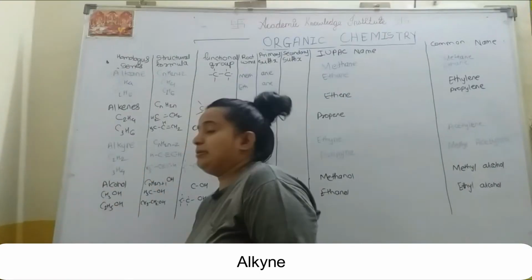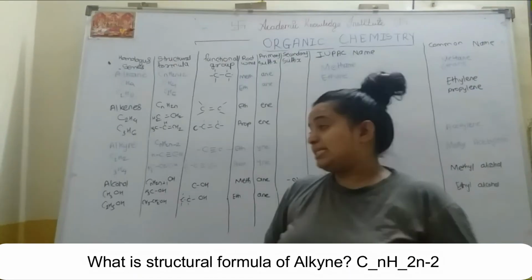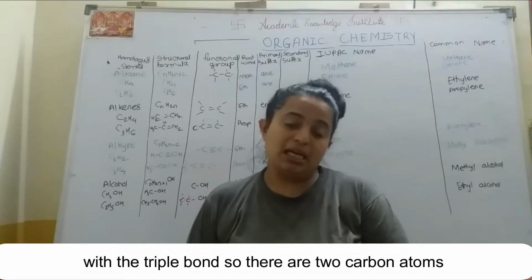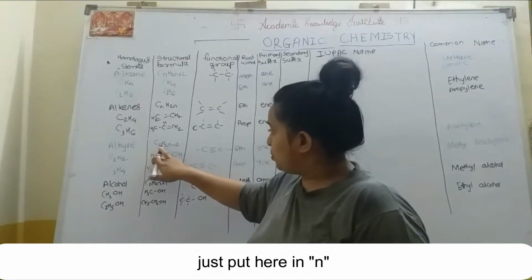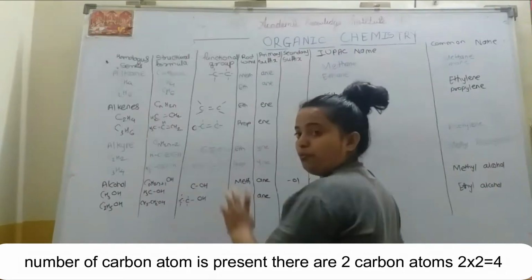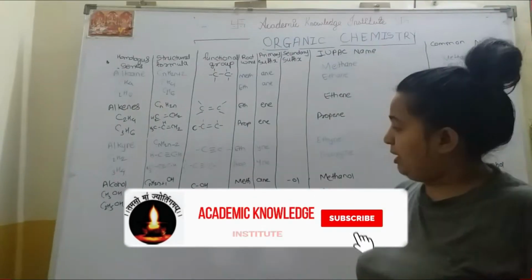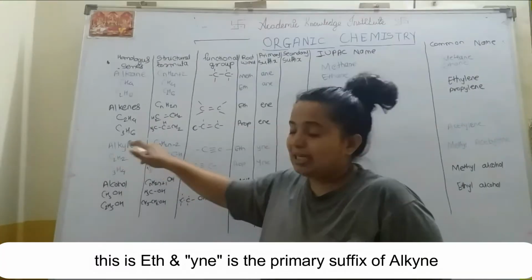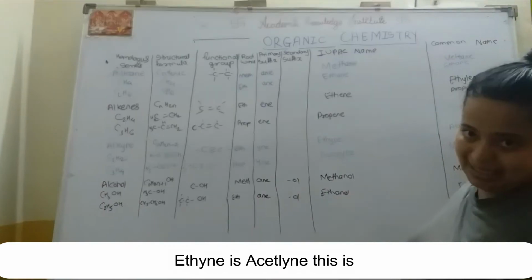Same about the alkyne. What is the structural formula of alkyne? That is CnH2n-2. And here in alkyne, the carbons are attached with a triple bond. So there are 2 carbon atoms. Just put the number of carbon atoms in n. There are 2 carbon atoms, so 2 into 2 is 4, 4 minus 2 is 2. So that's why it will be like this. Get it? Okay. This is eth, and yne is the primary suffix of alkyne, and we call it ethyne, and the common name of that is acetylene.